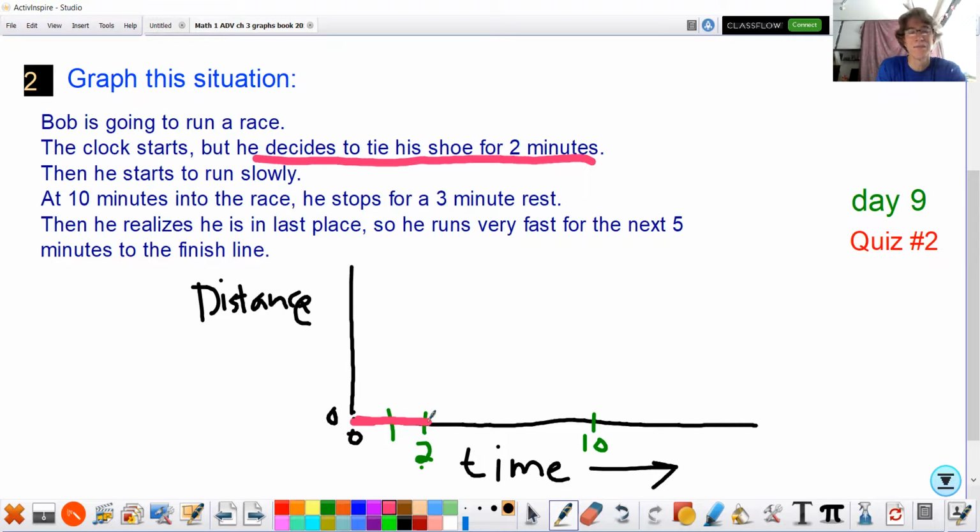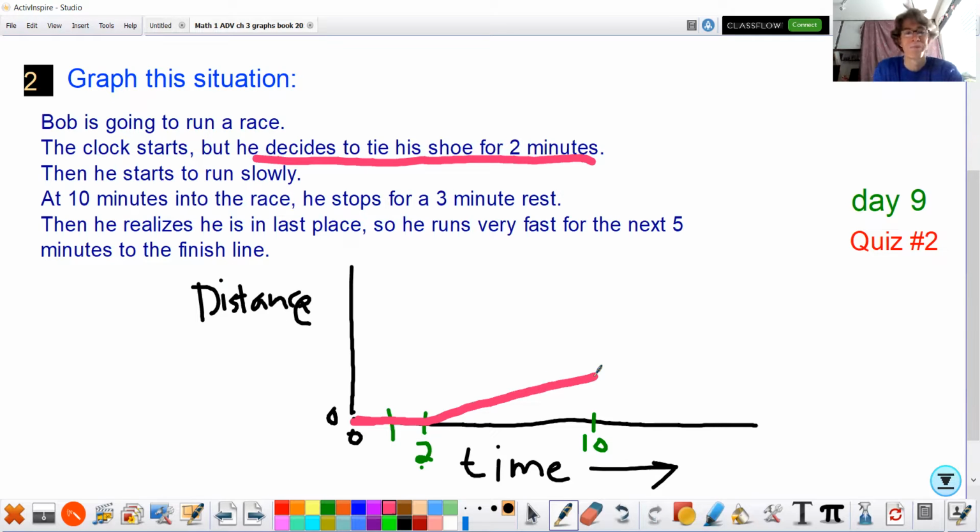At 2 minutes, he starts to run slowly. So he's going to make a low line, trying to get this to draw. It's going slow. He's not going up. He's not going to go a big distance, is he? He's just going slow, slow, slow. He's not getting too far, is he? What happens at 10 minutes?